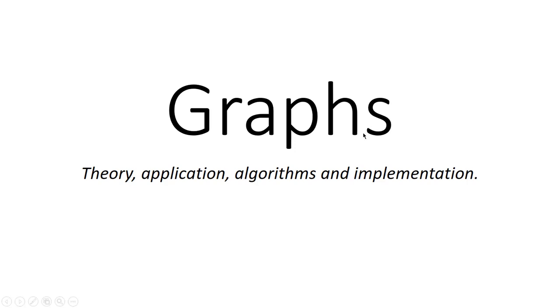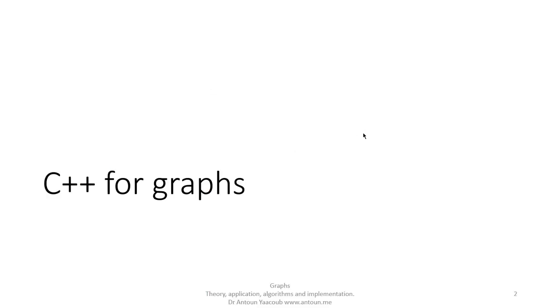Hello everyone and welcome to this new course entitled Graphs: Theory, Application, Algorithms and Implementation. The code of this course is I2205. Today we'll start with an overview of C++. So why are we using C++, especially for graphs?